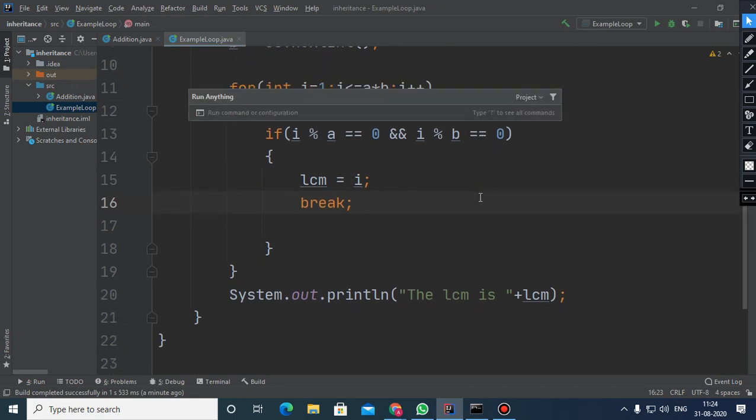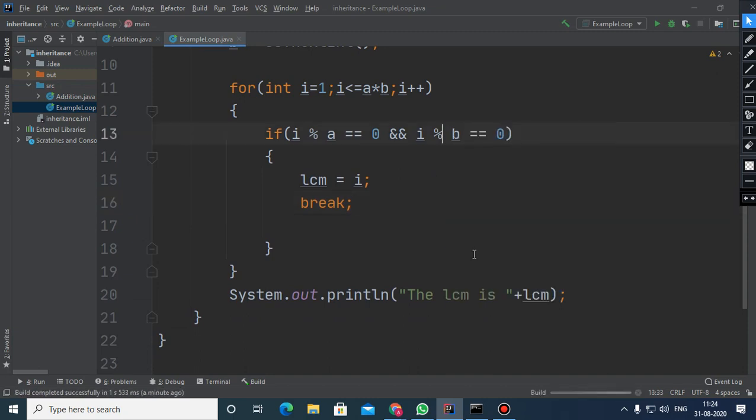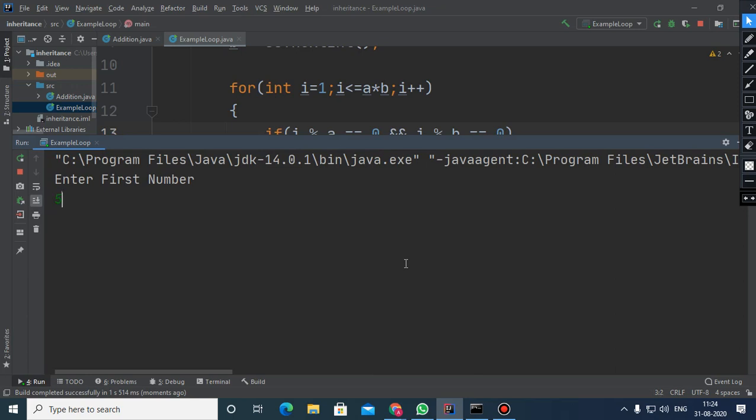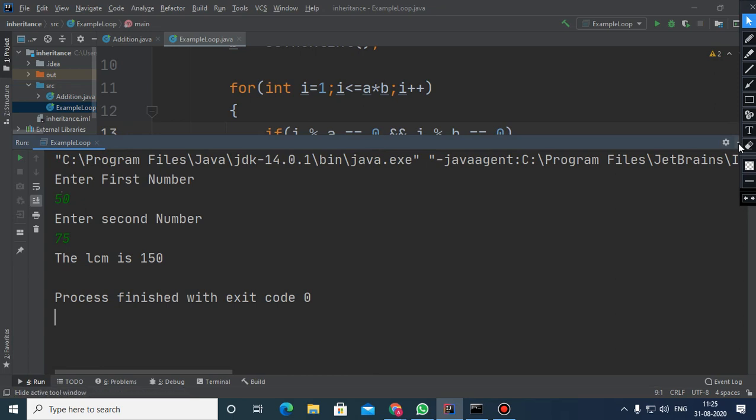So whenever you do break, the loop terminates. See here also, the loop will not go up to the product of these two values, 15 and 75. Rather it will go up to 150, and 150 is the number which is divisible by both 15 and 75. That's why 150 is the LCM.